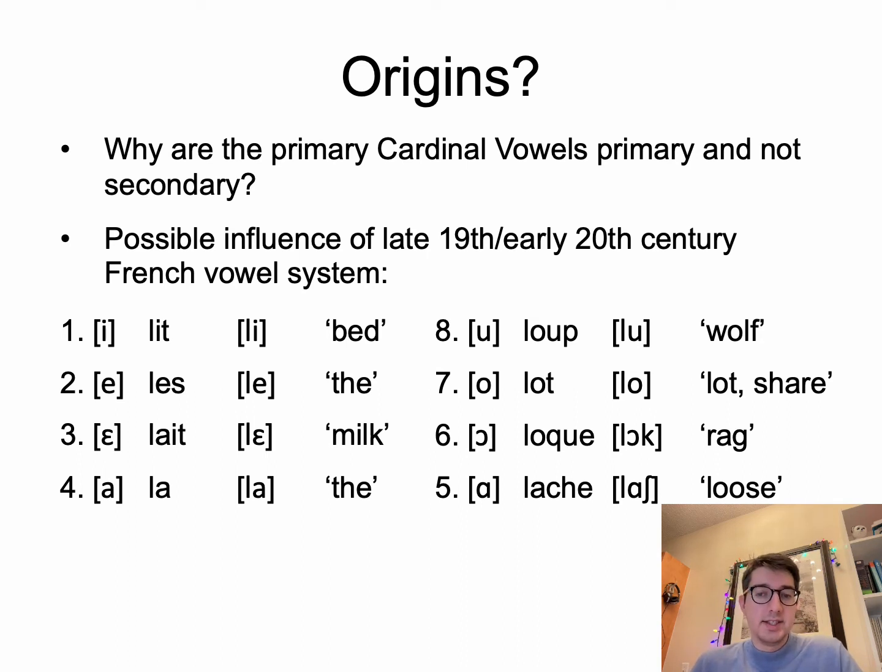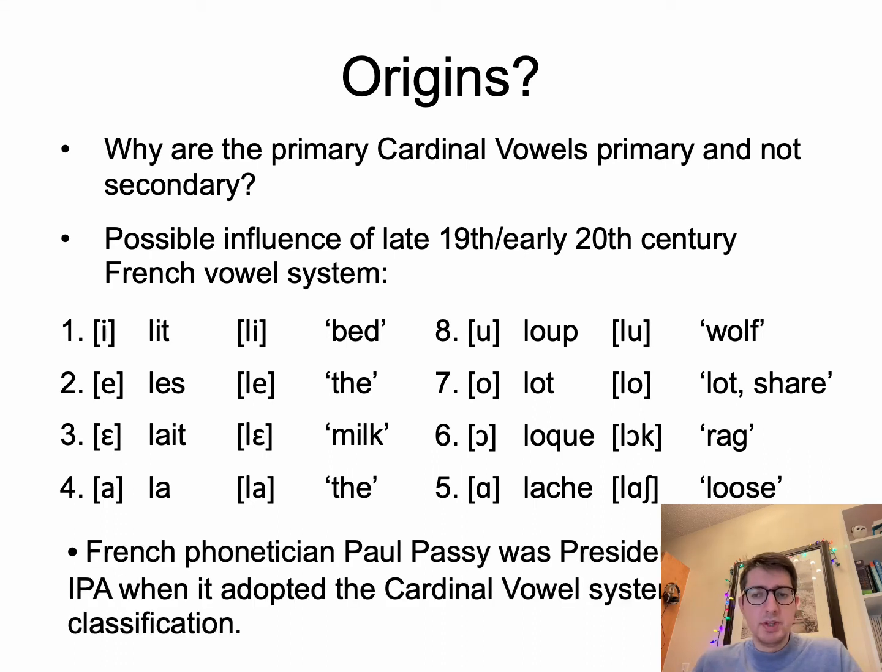So I guess then Jones wanted to start from French, and there is nice symmetry between the French vowel system and the cardinal vowel system. Daniel Jones was also a member of the IPA group, the International Phonetic Association, and maybe they were buddies with Paul Passy, who was the president of the IPA when it adopted the cardinal vowel system classification. So that might be the origin of the cardinal vowels.